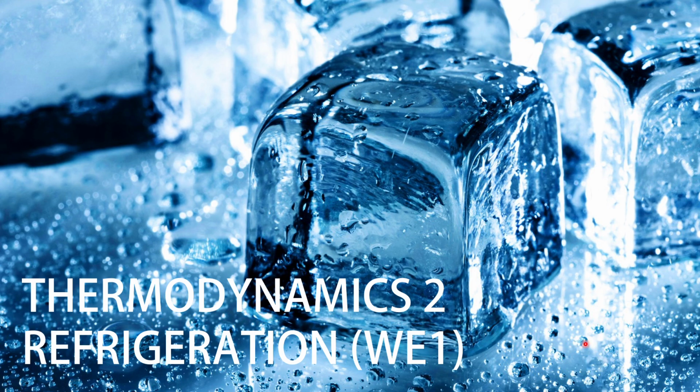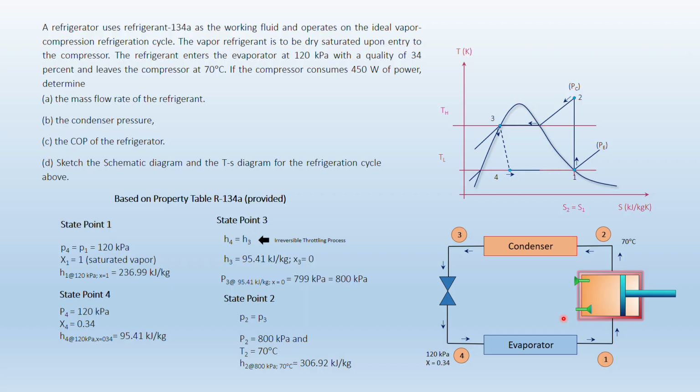Okay, now this part here will be the working example for refrigeration. A refrigerator uses refrigerant 134A as a working fluid and operates on an ideal vapor compression cycle. The vapor refrigerant is to be dry saturated upon entry to the compressor. Now, this part I have already added in.